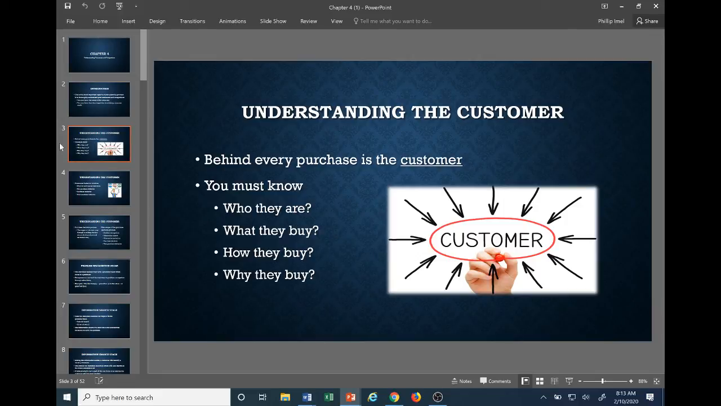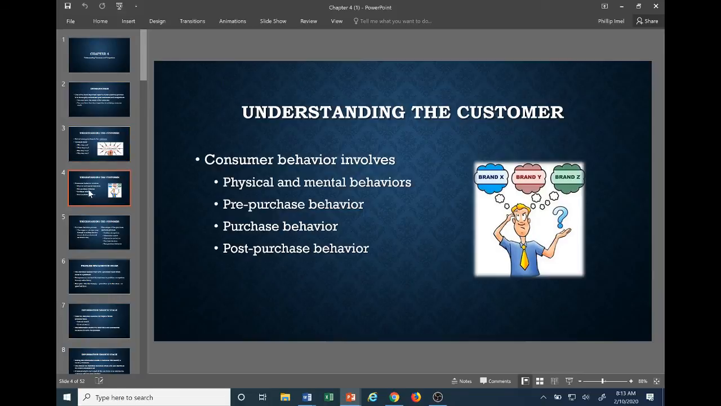So just getting to understand the customer. The consumer behavior is going to involve physical and mental behaviors, pre-purchase behavior, purchase behavior, and post-purchase behavior. Obviously, there are physical and mental behaviors when looking into a product. If you're looking at something, you want to see if it's going to physically work for you. Does it physically fit you? Like, what size shoe do you actually wear? Is it physically feasible for you?